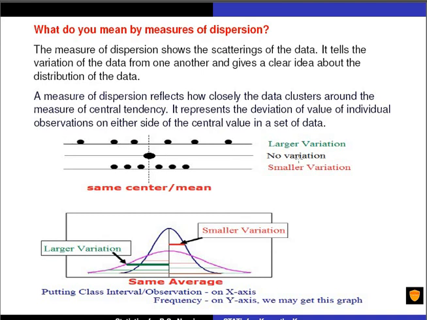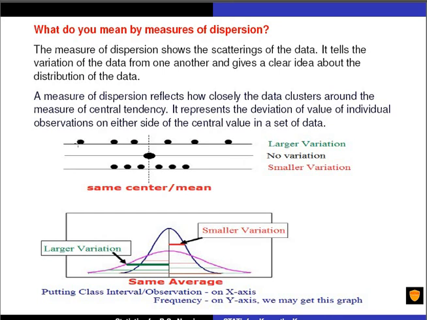If we look at this line, what is it saying? This straight line is saying something about the center of the data. Suppose, for example, we have calculated the mean and the mean is situated here. In the first series you can see that some of the observations are here, some are here, some are here, and some are here.